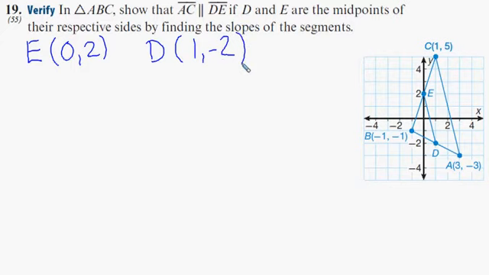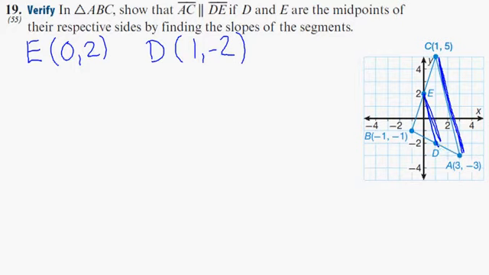So what they're asking us is to show that AC, that's this line right here, AC is parallel to DE, okay? So you can see that they're parallel. I know that you can see that they're parallel, but we have to show this. So we're going to use the slope formula.